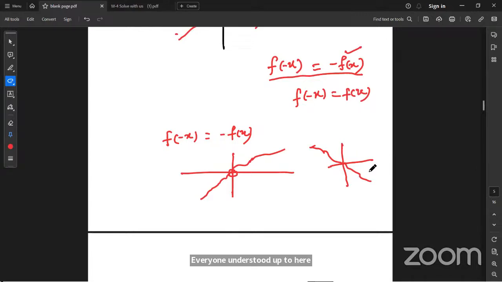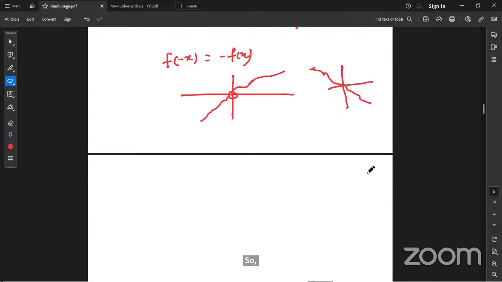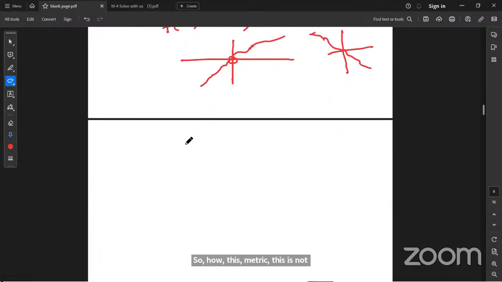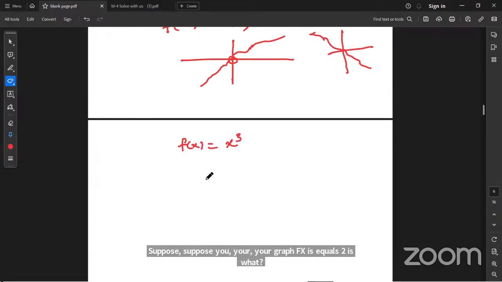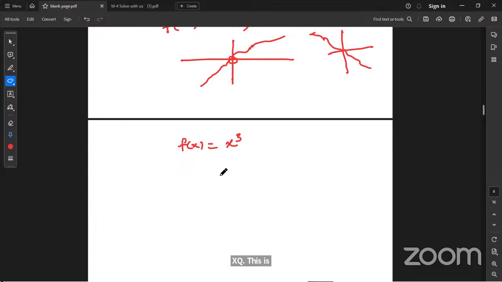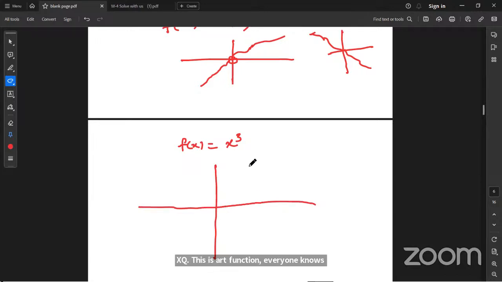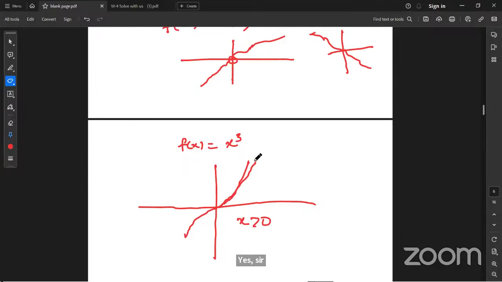Sir, how is it symmetric? That's what I am trying to say. Suppose your function is fx equals x cube. This is an odd function. Everyone knows how its graph looks like. It looks S-shaped like this. Is it correct? Now see in the positive side, your graph is looking like this.